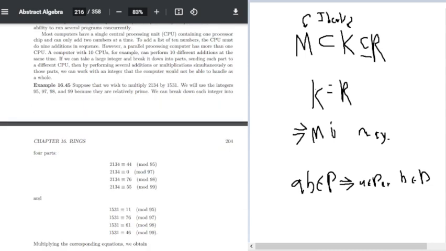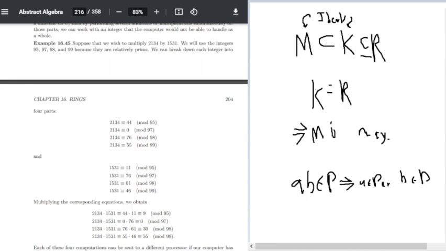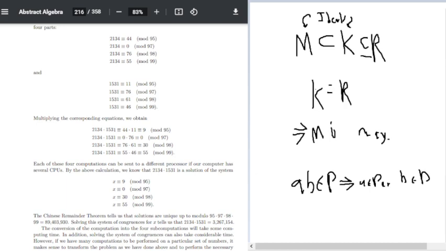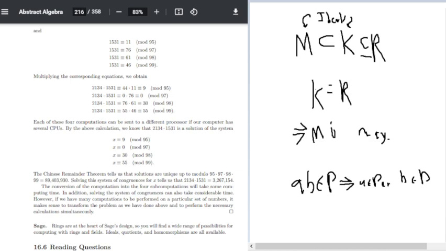So example 16.45. Suppose that we wish to multiply 2134 by 1531. We will use the integers 95, 97, 98, and 99 because they are relatively prime. We can break down each integer into 4 parts. So 2134 is congruent to 44 mod 95, 2134 is congruent to 0 mod 97, 2134 is congruent to 76 mod 98, and 2134 is congruent to 55 mod 99. So we have these different systems. Multiplying the corresponding equations, we get these monstrosities. Each of these 4 computations can be sent to a different processor if our computer has several CPUs.